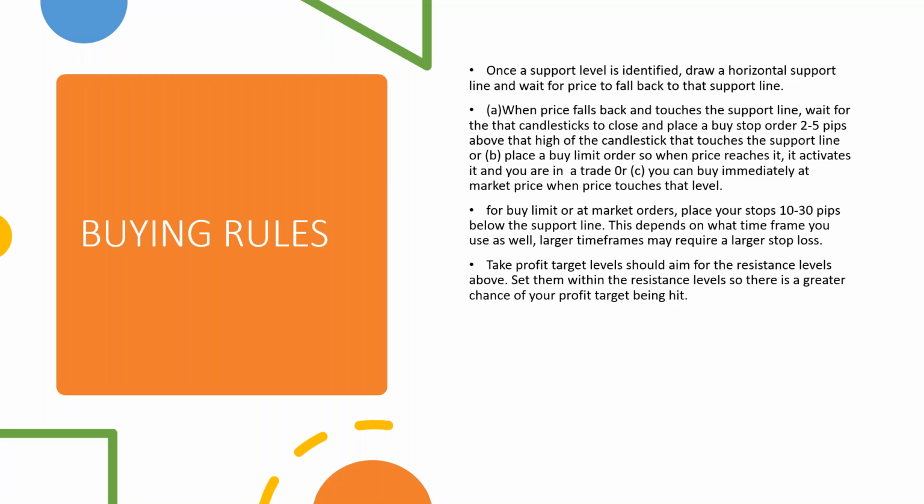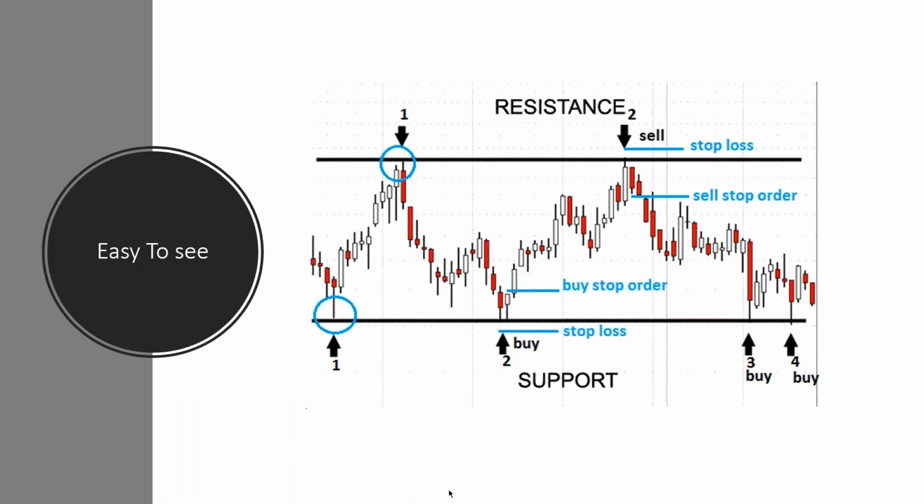So as I said, then we have rules. Once the support level is identified, draw a horizontal line and wait for price to fall back to that support line. This is all in your strategy. It's up to you. When price falls back and touches the support line, wait for the candlestick to close and place a buy stop order 2 to 5 pips above the high of the candle that touches that support line. For buy limit or market orders, place your stops at 10 to 30 pips. Set your take profit level at the next resistance level. These are the rules or parts of your trading plan and your trading strategy.